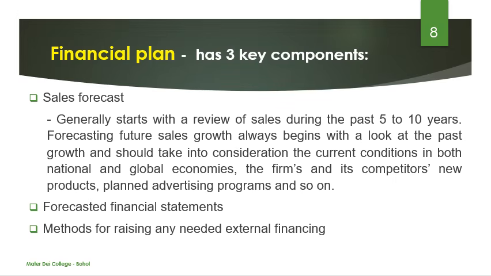And we have the financial plan, which is the focus of this lesson. It has 3 components. We have the sales forecast, the forecasted financial statements, and the methods for raising any needed external financing. The sales forecast generally starts with a review of the sales in the past 5 or 10 years, and it begins with a look at the past growth, and it should take into consideration the current conditions in both national and global economies, the firm's and its competitors' new products, planned advertising programs, and so on.